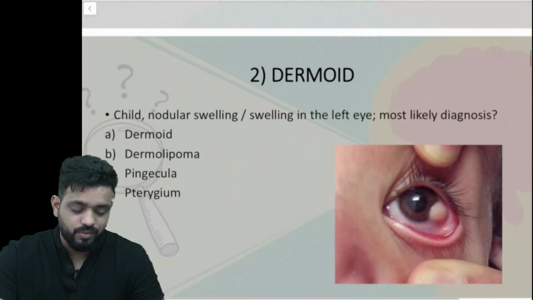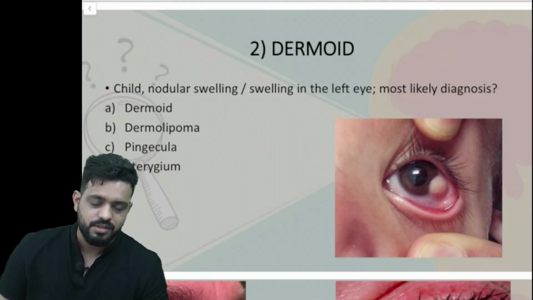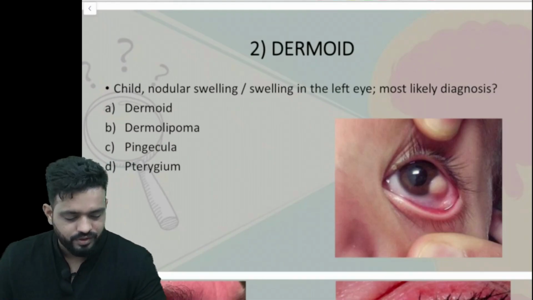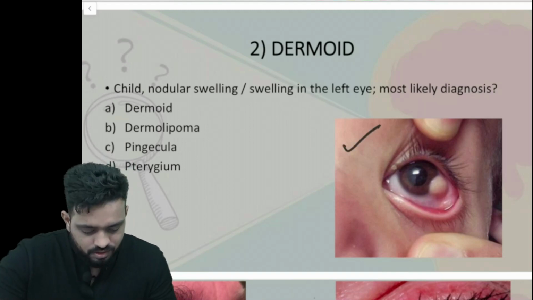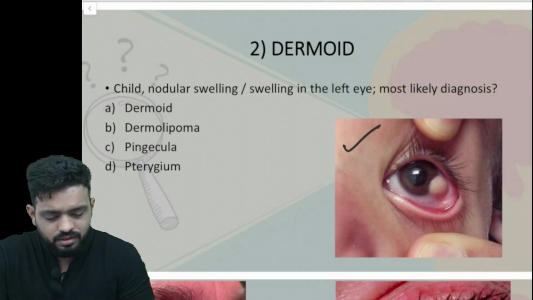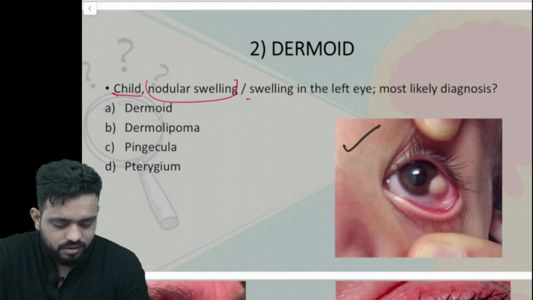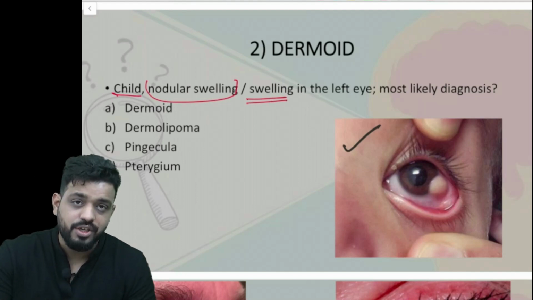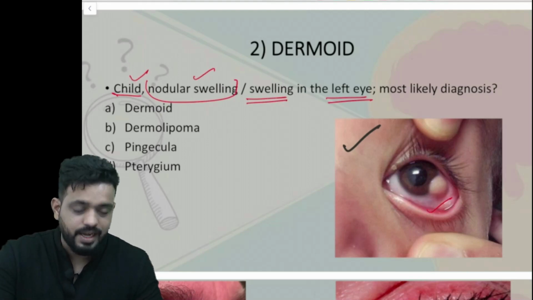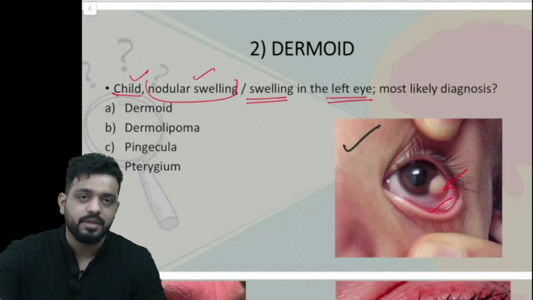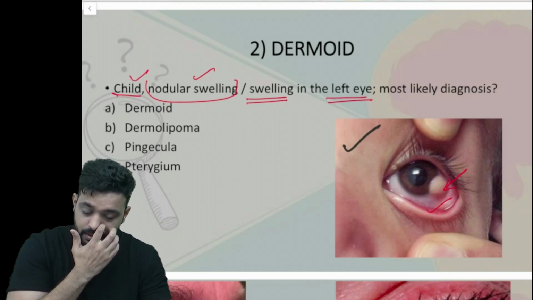Now the second one was very tricky because some of them were confused about which image was given. After going through a lot of recalls, this was probably the image which was shown in the exam. First of all, it was a child. Secondly, there was a nodular swelling, whatever was mentioned in the paper, in the left eye. So a child with a nodular swelling, with a swelling at the limbus, directly points towards limbal dermoid. There is no debate about it.